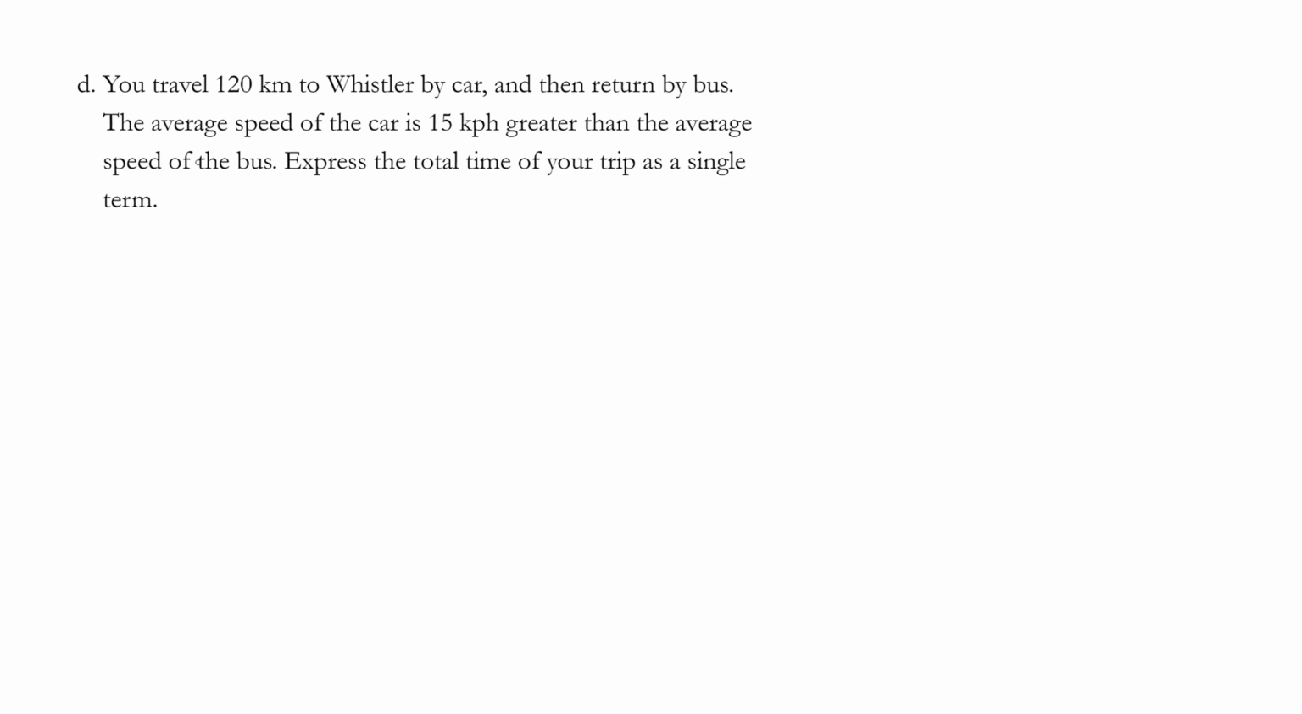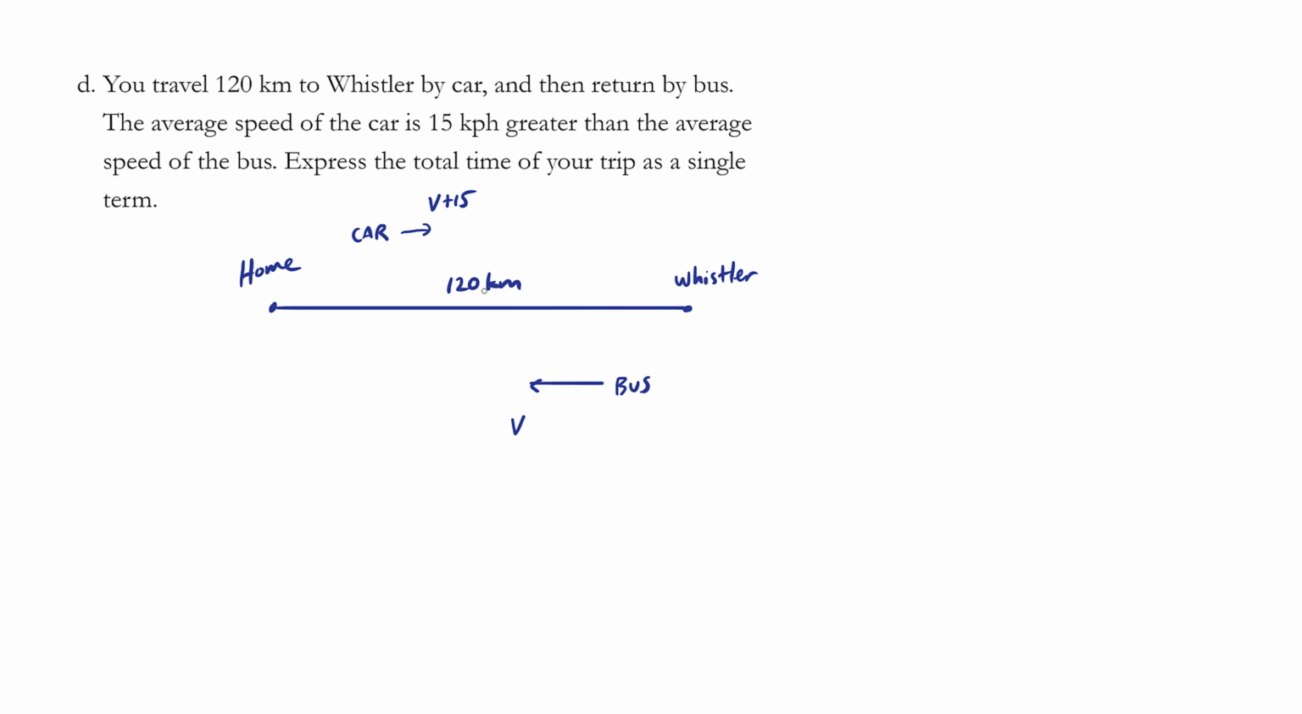You travel 120 kilometers to Whistler by car and then return by bus. The average speed of the car is 15 kilometers per hour greater than the average speed of the bus. So let's think about the velocity of the bus being v. That means the velocity of the car is going to be v plus 15. Velocity we could think of as speed.